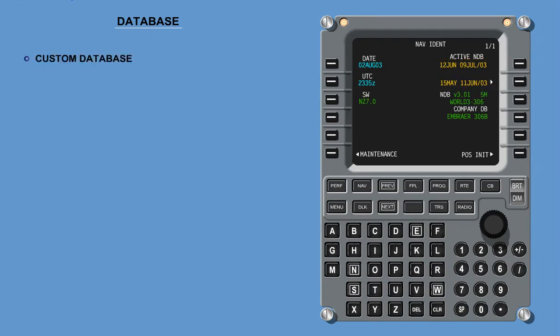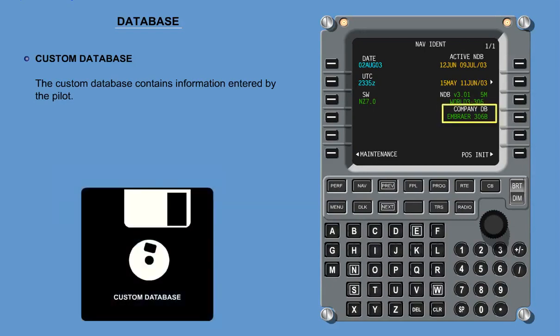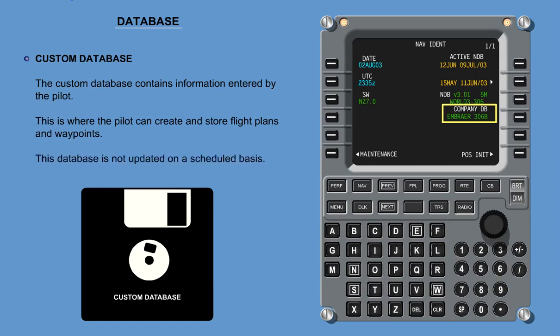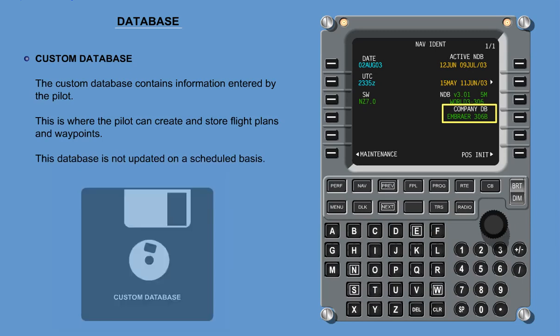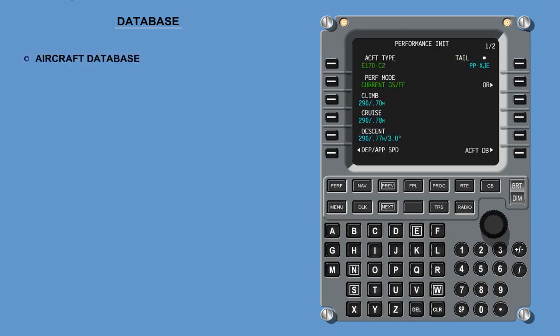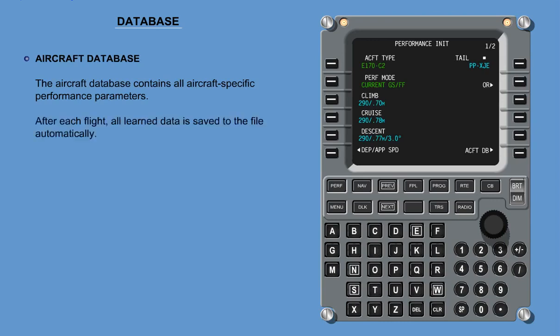Custom database. The custom database contains information entered by the pilot. This is where the pilot can create and store flight plans and waypoints. This database is not updated on a scheduled basis. Aircraft database. The aircraft database contains all aircraft-specific performance parameters. After each flight, all learned data is saved to the file automatically. Therefore, all performance data, learned and fixed, is contained in the file.